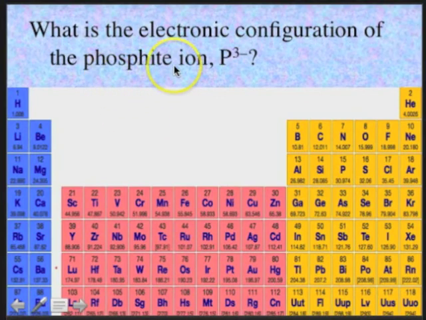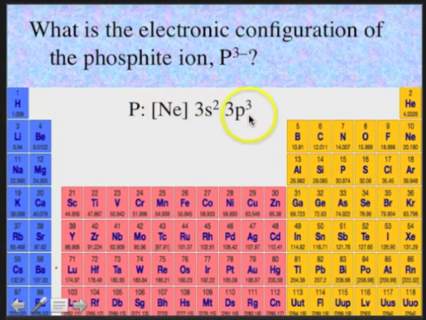Well, let's try this with another charged particle, an anion this time. What is the electronic configuration of the phosphide ion, P3-? So first, let's write the electronic configuration for phosphorus. And where is phosphorus? It's right here, isn't it? And so that's going to be neon core, 3s2, 3p3. Neon core, 3s2, 3p3. Now, because it's an anion with a -3 charge, that means it has to have 3 more electrons than protons.